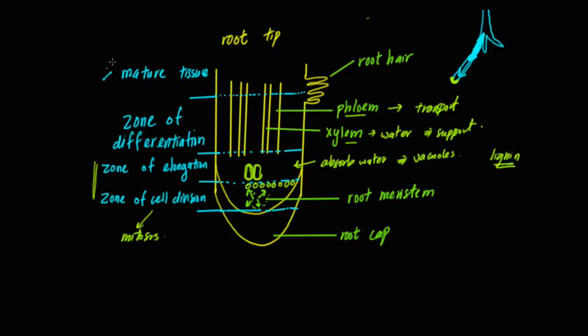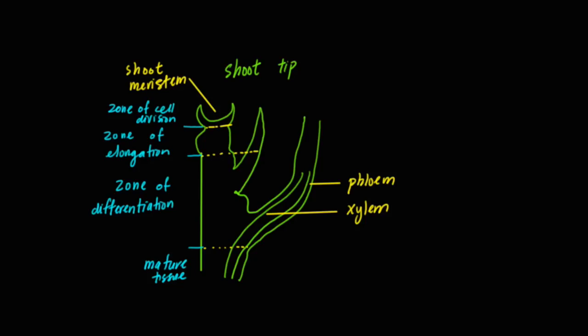So this is what happens in the root tip. So remember, root cap, root meristem, which is the zone of cell division, zone of cell elongation, zone of differentiation, and of course, mature tissues are above. In the case of the shoot, the same thing happens, just that it is moving upwards.